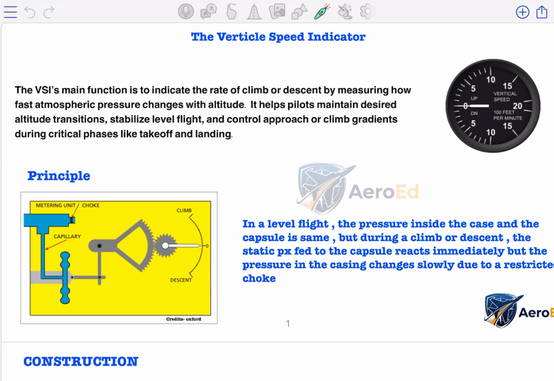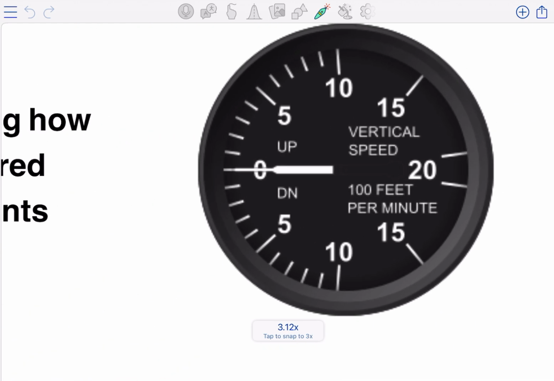So, the function of the vertical speed indicator is to indicate the rate at which the aircraft is climbing or the rate at which the aircraft is descending. And how can we see it? If we look at the needle, if the needle is at 0, that means that the aircraft is not climbing nor descending. But if the needle is at up 5, that means that the aircraft is climbing at a rate of 500 feet per minute. And if the needle is at down 5, that means that the aircraft is descending at a rate of 500 feet per minute.